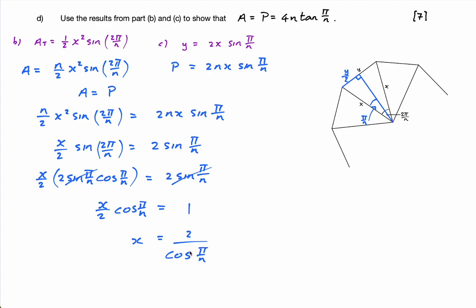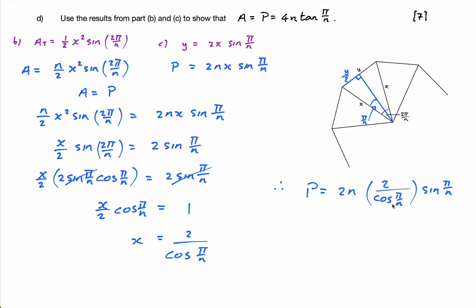Now, I need to find either A or P. So I need to sub this x into P or into A. I don't have to do it into both because I know A is equal to P. I think the easier one to do is P, so I'm going to sub it into P. Therefore, P equals 2nx, which is 2 over cos pi over n. So that's my 2nx, and then sine of pi over n.